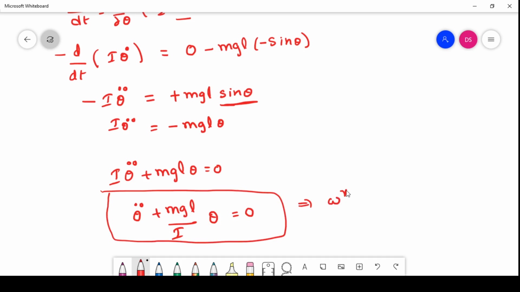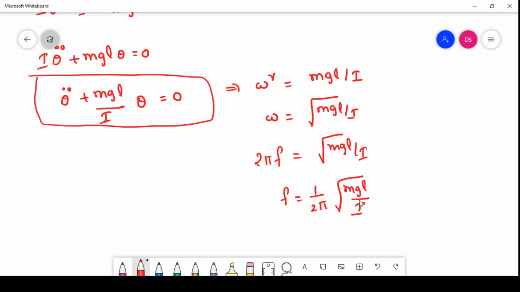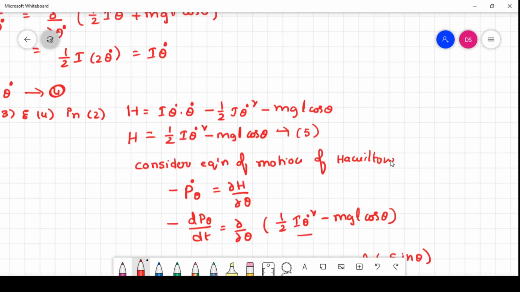Now what will be its frequency? Omega square is equal to mgl by I, and omega is equal to square root of mgl by I. So this will be the angular frequency, and if you want to write the frequency, 2 pi f is equal to square root of mgl by I, so f is equal to 1 by 2 pi into square root of mgl by I. So I hope you have understood. In the compound pendulum, what are the main things here?